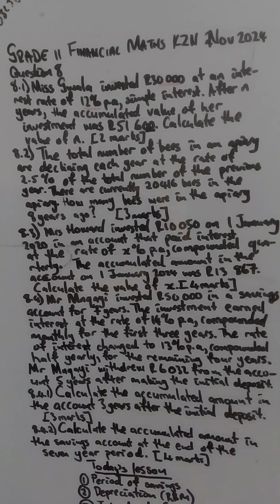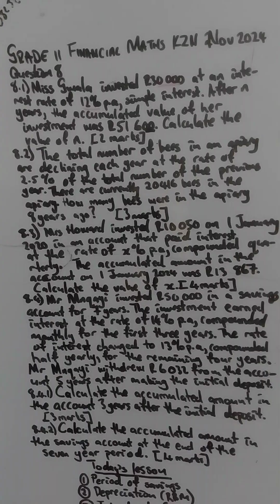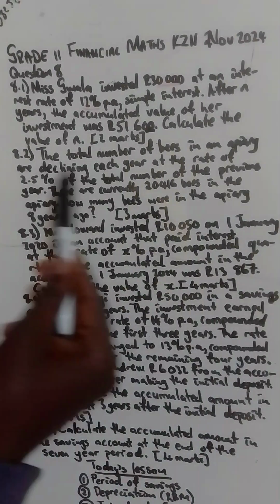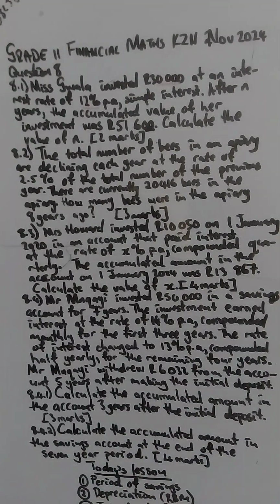All right, so number 8.2 states that the total number of bees in an apiary are declining each year at the rate of 2.5% of the total number of the previous year. There are currently 20,416 bees in the apiary. How many bees were in the apiary 8 years ago? So this particular scenario is simply telling us about people who get to keep bees. Normally we call it a beehive, but they've used the word apiary, right?